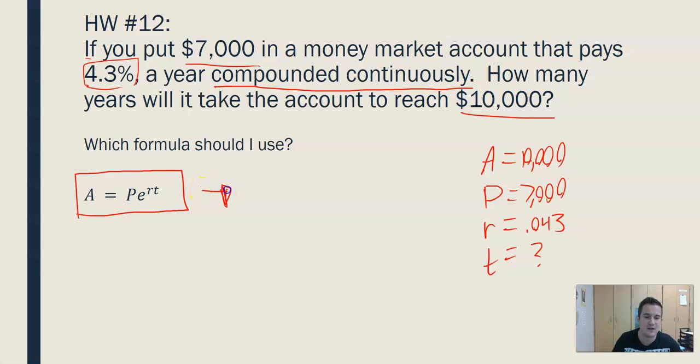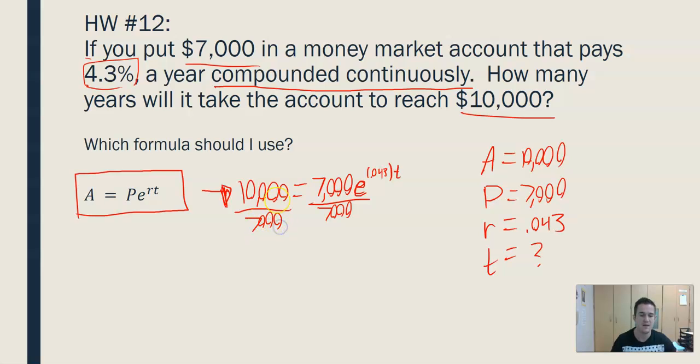So let me set up this equation here. A, or 10,000, equals P, or 7,000, times e to the power of R, 0.043, times t. Well, I have e. Remember, e is just a number. I have e to the power of 0.043 times t, and that's being multiplied by 7,000. So I need to isolate that exponential expression. In order to do so, I'm going to divide by 7,000 on both sides. 10,000 divided by 7,000 is 1.4286 equals e to the 0.043 times t power.